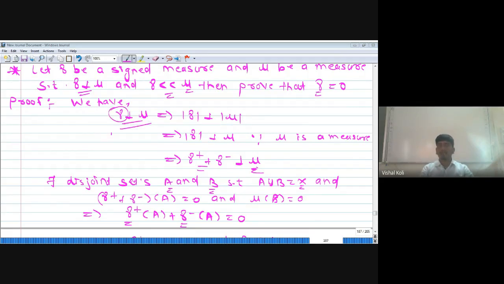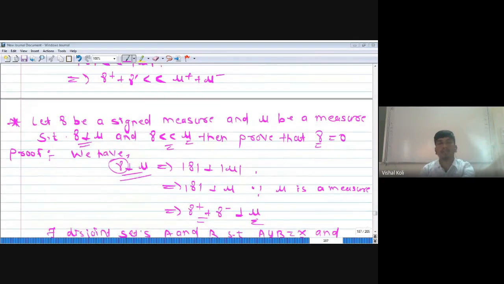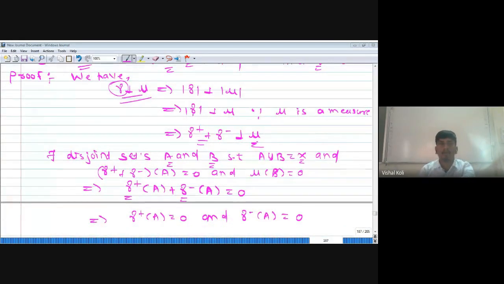Gamma is absolutely continuous and mutually singular with respect to mu. As gamma is a standard measure, then by the definition, modulus of gamma, that is total variation of gamma, is mutually singular with total variation of mu. But mu is a measure, then its total variation is nothing but the measure. Okay. So total variation of gamma is mutually singular with mu. But total variation of gamma is nothing but gamma plus plus gamma minus, which is mutually singular with mu.